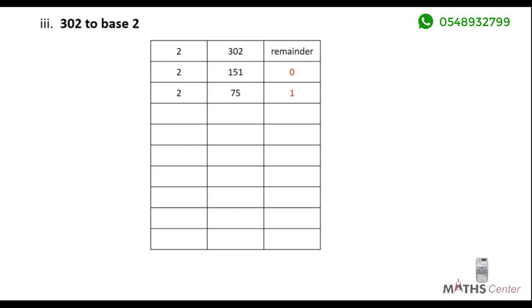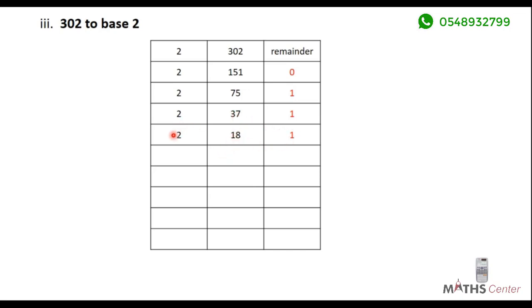Next, you divide 75 by 2. You get 37 as the whole number, then a remainder of 1. You multiply 2 by 37, you get 74. You subtract that from 75 and you get 1 as the remainder. Next, you divide 37 by 2. That gives us 18 as the whole number, a remainder of 1. 2 times 18 gives us 36. You subtract 36 from 37 and you get 1 as the remainder.